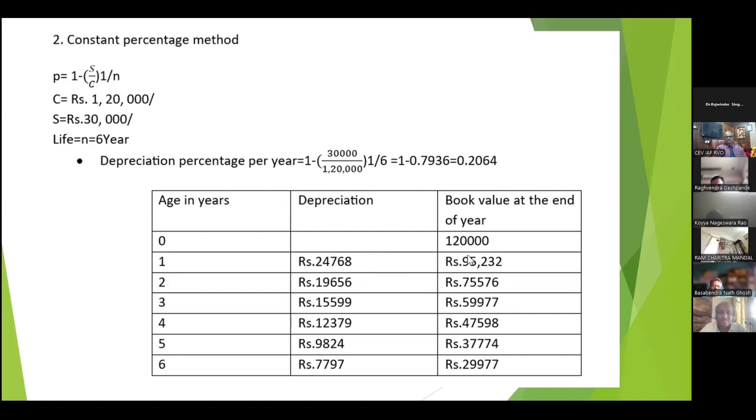So 95,232 into 0.2064, it will be 19,656. And you subtract 95,232 minus 19,656, the value is 75,576. Now the depreciation will be applied on this amount. 75,576 into 0.2064, so 15,599. So in this way, you go on doing the calculation, and at the end of 6 years, value is approximately 30,000, which is your salvage value.